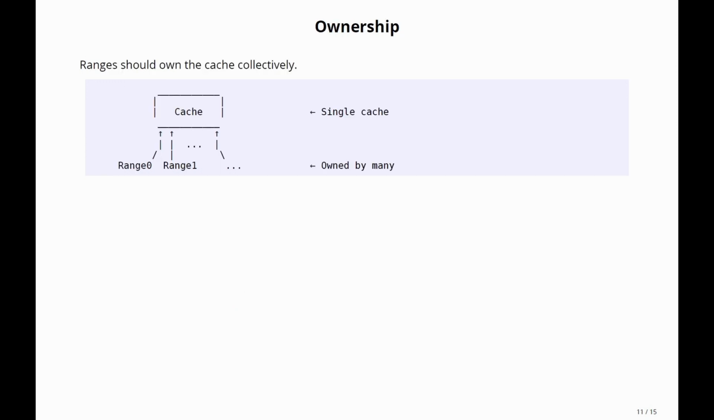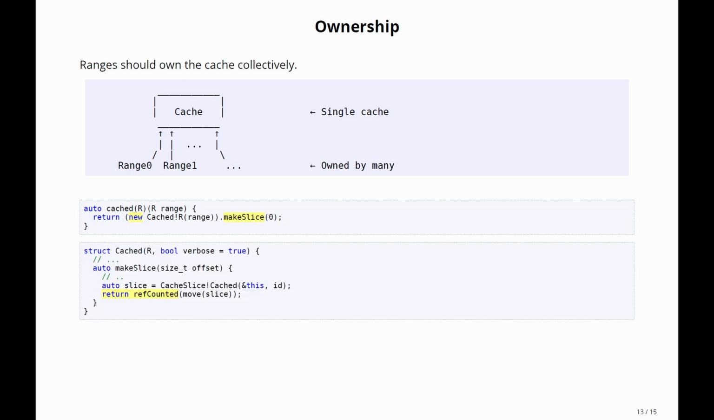So this is the idea. There's a single cache owned by many ranges. This is what happens behind the scenes. When you call the cached range algorithm, it returns a dynamically allocated cached object, on which you call a member function, makeSlice, which returns one range. And makeSlice itself returns a ref-counted slice object, so that all the ranges are reference counted, owning the cache.